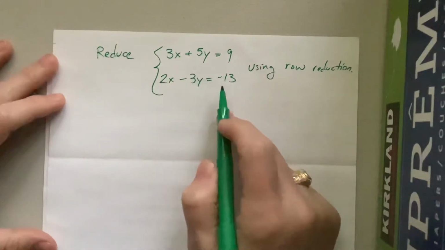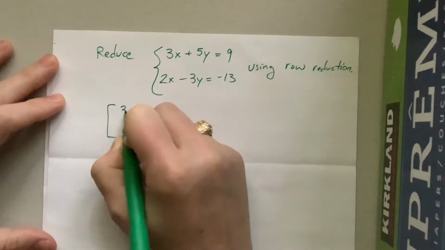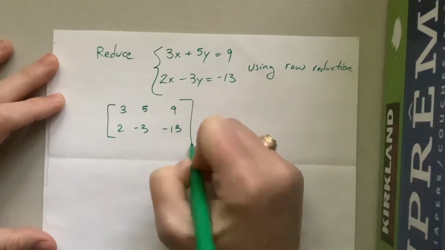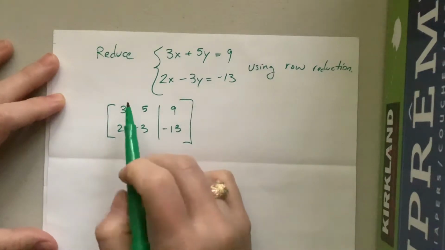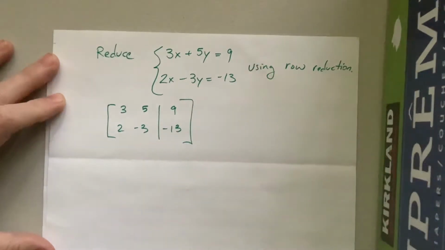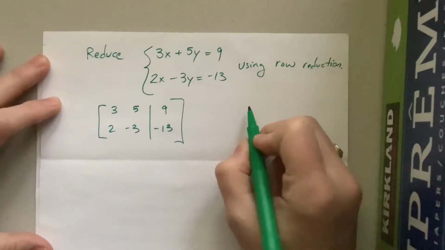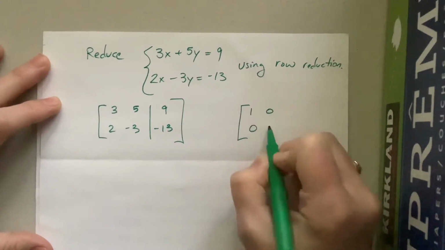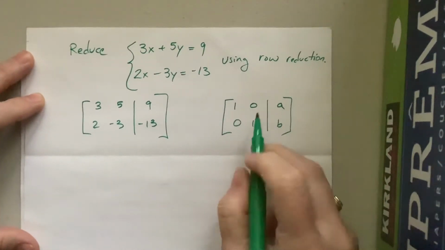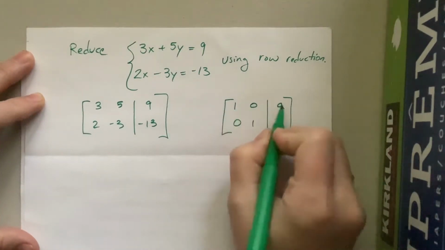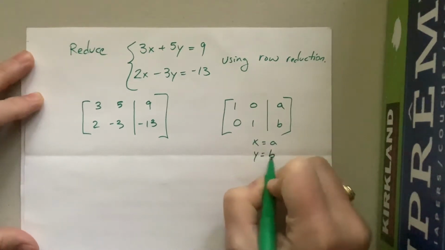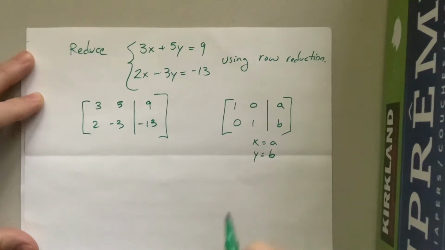What we can do is take this system and put it into a matrix. I've taken the coefficients, so I've got all my x's in one column, all of my y's in another, and my constant, whatever it equals, on the other side. Our goal is to get as close to this as we can. If we do, then we have found that 1x equals a and 1y equals b. This would tell us that x equals a and y equals b, so we have solved this system.